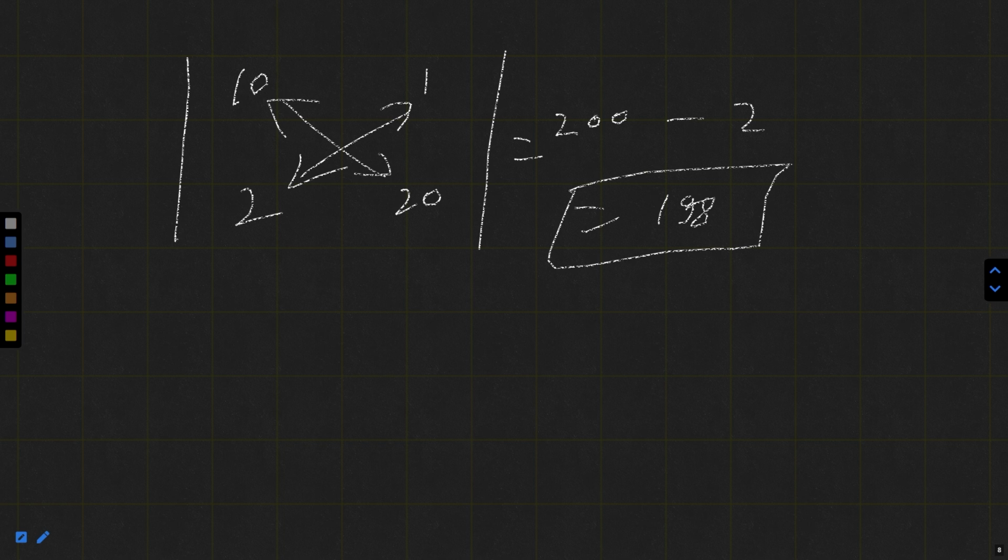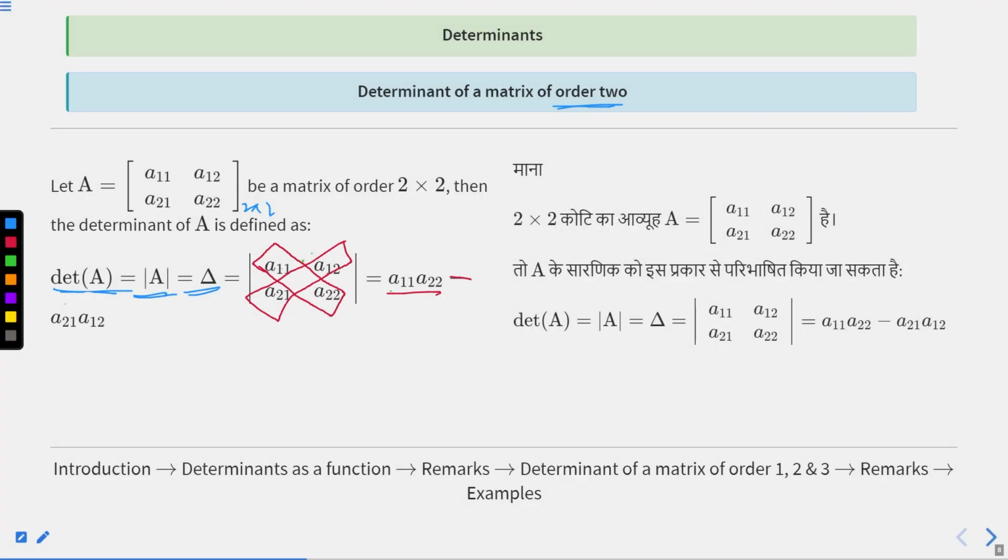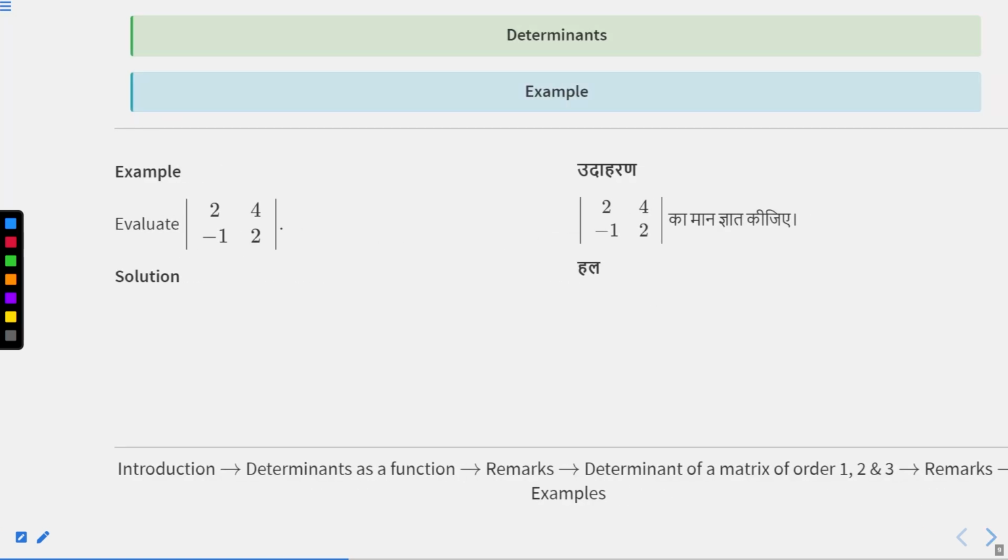Okay, simple to solve. I hope now you are familiar with this definition of determinant in 2 cross 2 matrices and also in 1 cross 1 matrices. So pick these, multiply these, and pick these, multiply these, and put minus sign in between them. Okay, let us move to next.